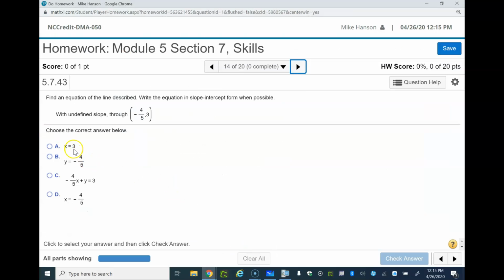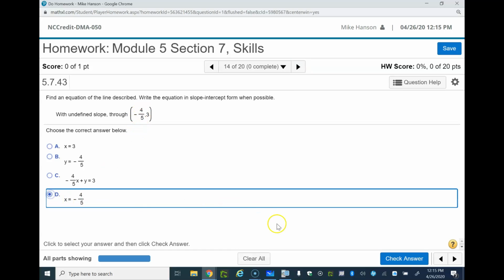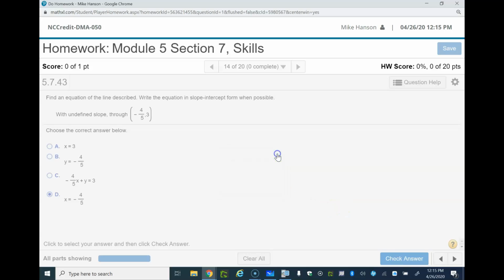So should it be x equals 3 or should it be x equals negative 4 over 5? Well, it said it must go through this point. Which one of these points is considered to be x? First one is always x, second is always y. So because x equals negative 4 over 5 is just that simple, that's going to be our answer for this problem.